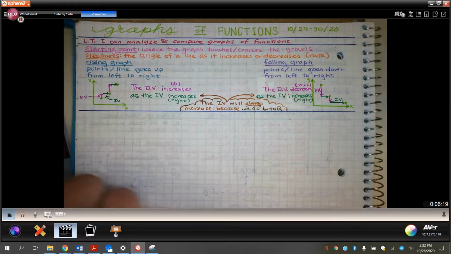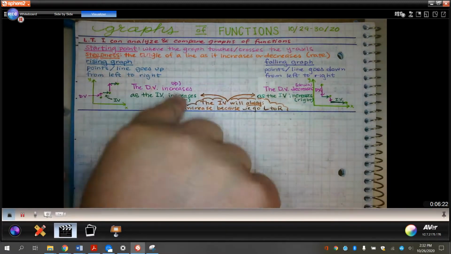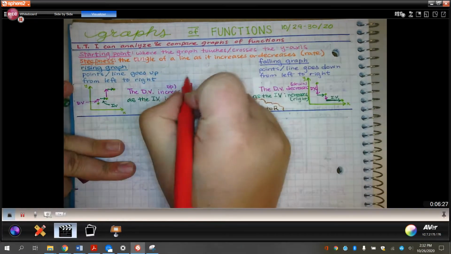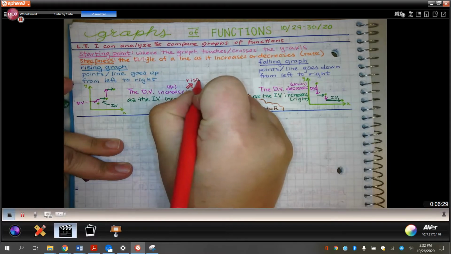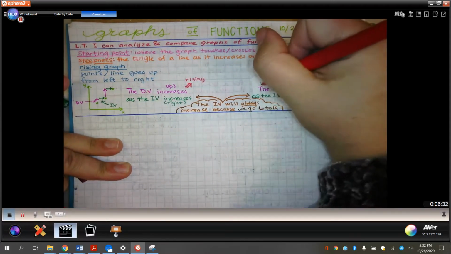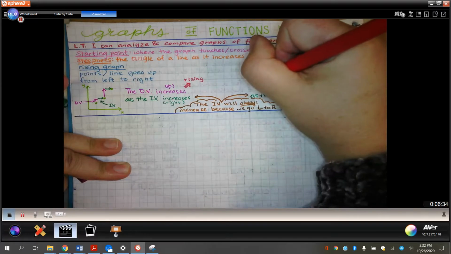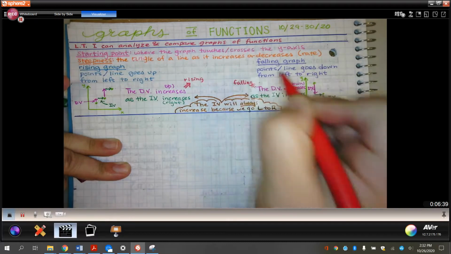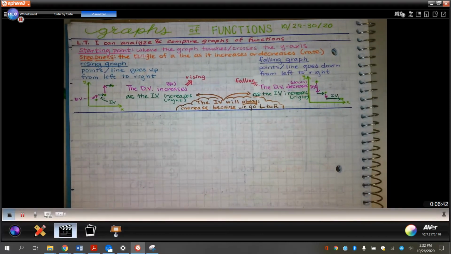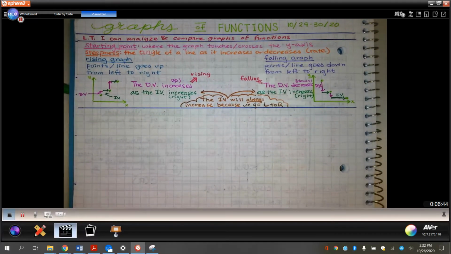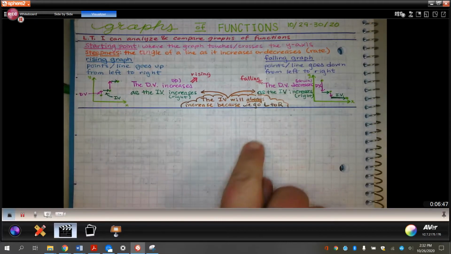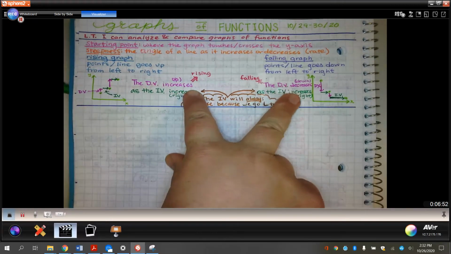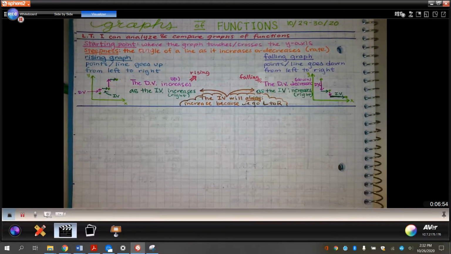So this is the reason that it is a rising graph. And this one is a reason it is a falling graph. Okay? So the independent variable will always go increasing because it's going to go from left to right. The dependent variable, on the other hand, is the one that can change from increasing to decreasing, and that's what changes whether it's a rising or a falling graph.